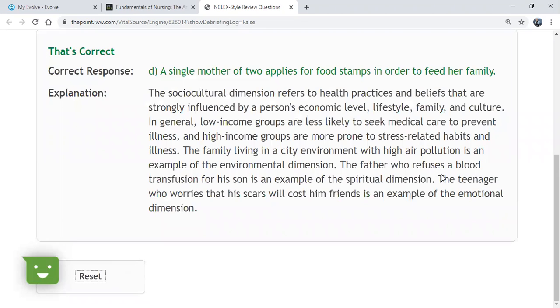Okay, socioculture refers to health practices and beliefs that are influenced by the person's economic level, lifestyle, family, and culture. In general, low-income groups are less likely to seek medical care to prevent illness. Why? What's the number one reason? Maybe getting to the doctor, or there's no place in the area for them to go? That's not the number one reason though.